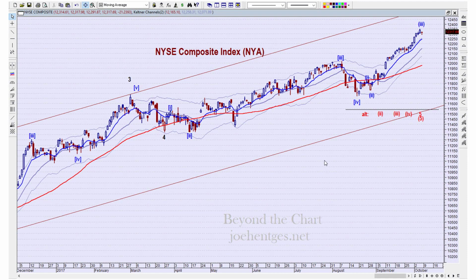Okay, here's the daily chart on the New York Composite, and my preferred wave count is that it is in minute wave 5 of minor wave 5. And of course, that's of intermediate wave 5. Whenever I say 5, that is the final wave of a 5-wave sequence, okay? So we are getting very close to the top.